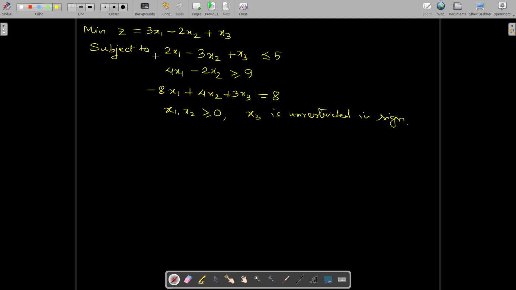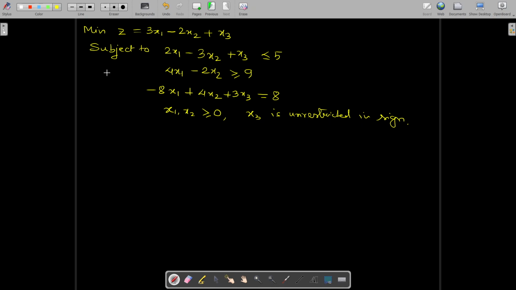Then we have these kinds of constraints. We have an equality constraint here, and also one variable of the primal problem is unrestricted in sign. So how to deal with this problem? I'm going to demonstrate by solving this problem.